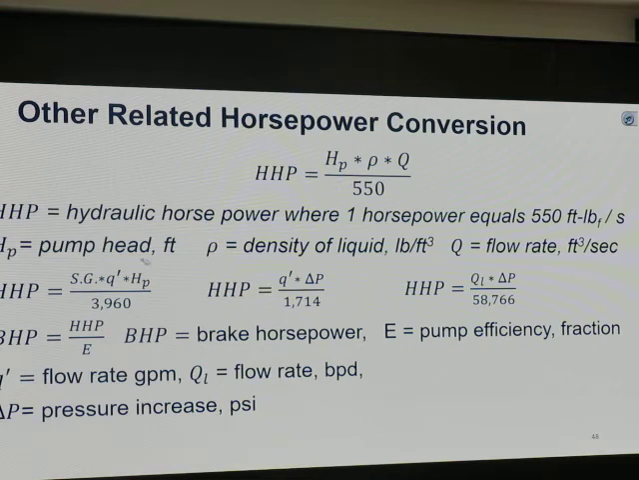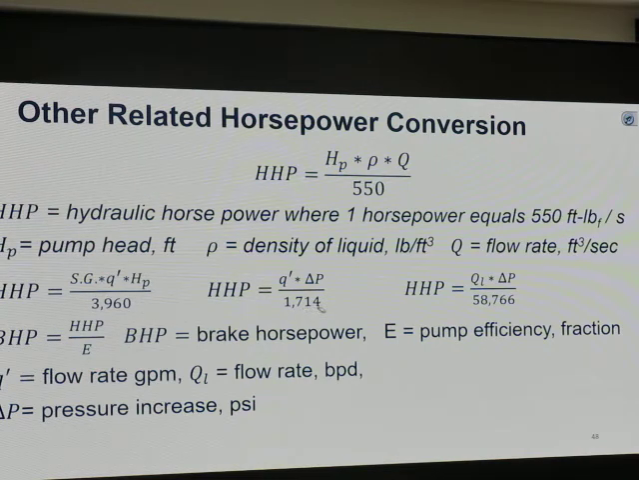So HP is head in feet. It needs pressure drop multiplied by volumetric flow rate. Volumetric flow rate has to be cubic feet per second. Okay. So what does that have to do with you at all? Look at the other equation. We have specific gravity. Q prime is the flow rate in GPM. Okay. And HP is the pump head in feet. And we have a different conversion factor. You have to be able to get that, okay?